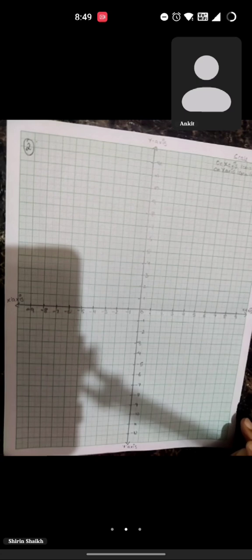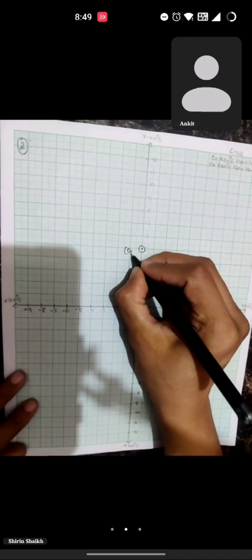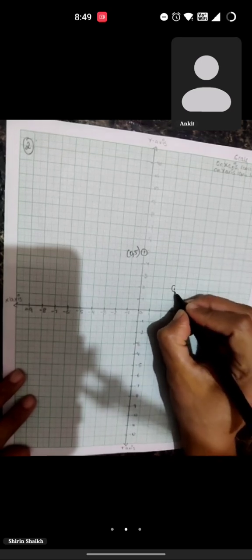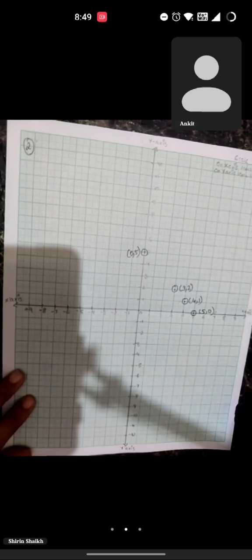I am starting plotting the first one. First point, it says 0 for x and 5 for y. So 0, 5. 3, 2. So 3 for x and 2 for y. 4 and 1. 4 for x and 1 for y. And last is 5 and 0, which will stay right here.